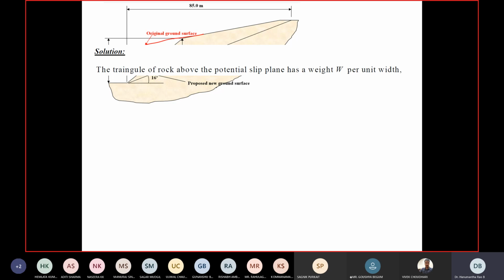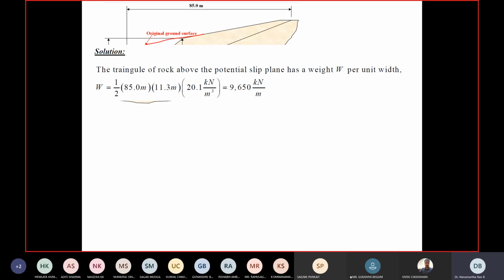So this is the solution. The triangle of rock above the potential slip plane has a weight W component. One can determine the total weight of this triangle by calculating its area and then multiplying it with the density. So this is the total weight of the triangle: base into height multiplied by the density.